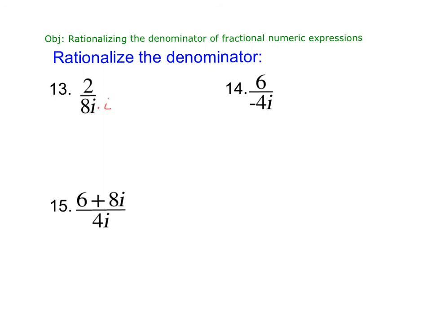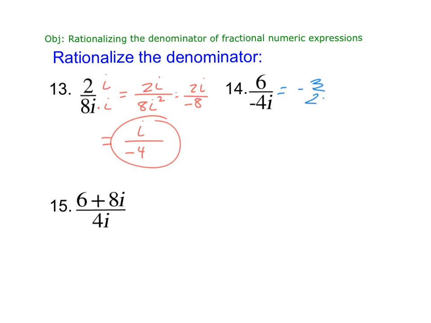So i in the bottom, 2i over 8i squared, 2i over negative 8, 2, whoops, just kidding, i over negative 4. That's it. You could also simplify the numbers first if you want. Like here, I could start by making it negative 3 over 2, and then do the i. So negative 3i over 2i squared, which is 3i over 2.